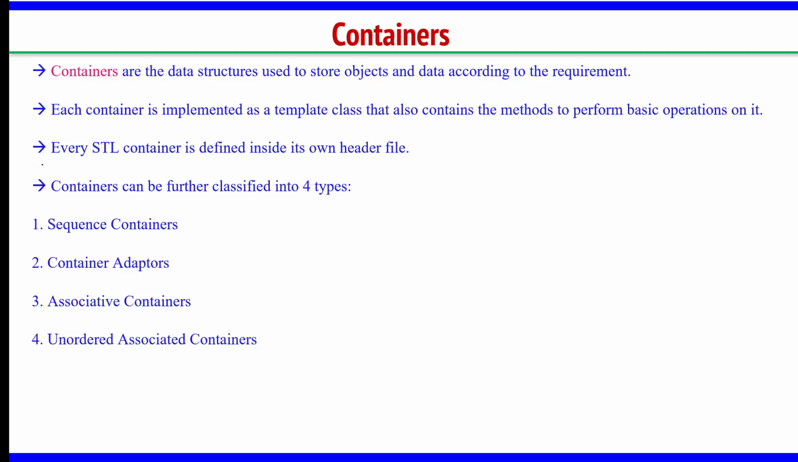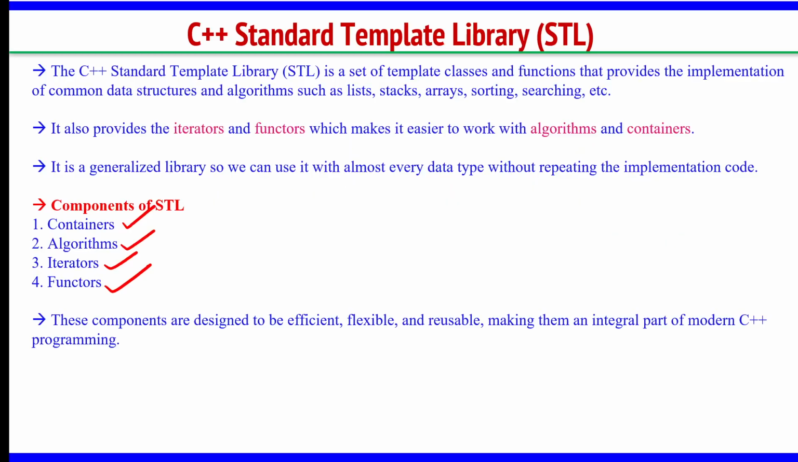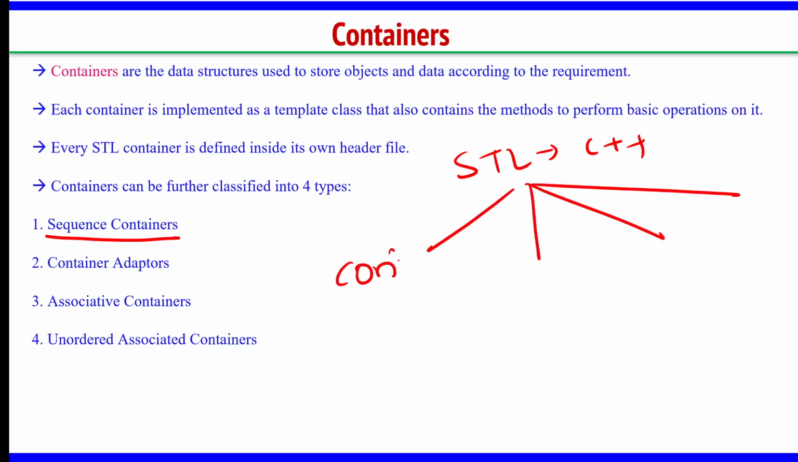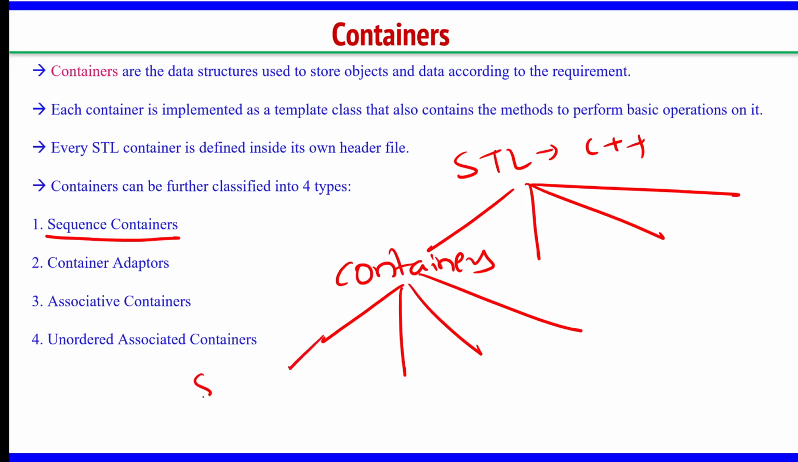In that, the first category is sequence containers. The first one in containers is the sequence container. So, what we are saying is that STL in C++ has so many types. Algorithms and containers are among them. In containers, there are again so many types. In that, the first one is sequence containers.